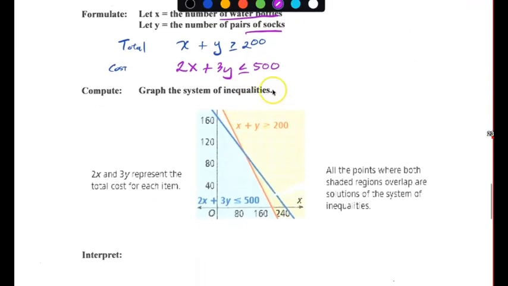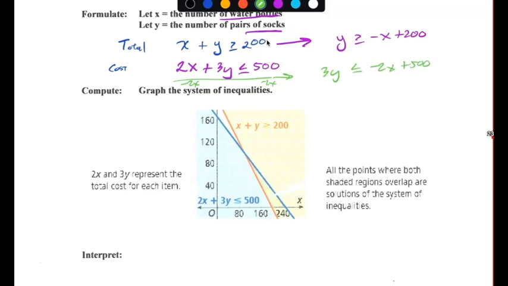And what we do next is we will graph them, putting them in slope intercept form. This guy is not too bad. Minus x from both sides. Y is greater than or equal to -x plus 200. This guy's a little bit more work. You gotta subtract 2x. You get 3y is less than or equal to -2x plus 500. Then we have to divide everything by 3. Y is less than or equal to -2x over 3 plus 500 over 3, which is some decimal. Once we do that, we have to graph it. Again, these are big numbers. We need either a big graph or a calculator.